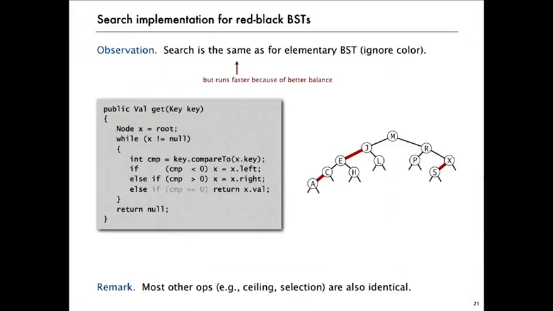Now, one of the most critical observations is that search in a red-black BST is exactly the same as for an elementary BST. We just ignore the color. Now, it's going to be much faster because of better balance in the tree, but in terms of the code, we don't have to change the code at all. Our regular search code doesn't examine the color of a link, and so we can just use it exactly as is. And in fact, most of the other operations that we implemented on BSTs are also identical. They don't need the colors, but they can all benefit from the fact that the trees are much better balanced.